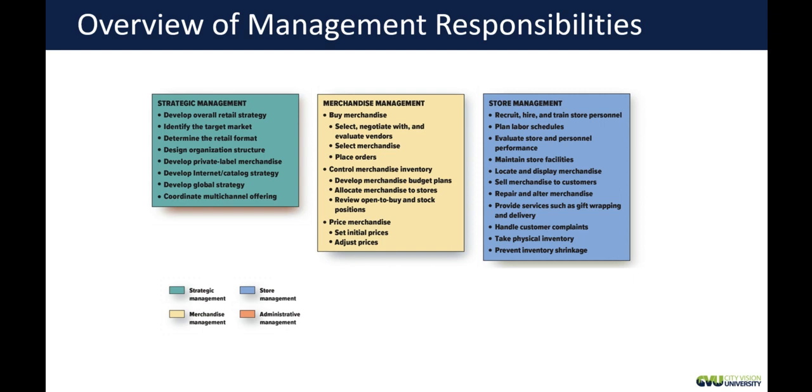There's the strategic management side, which we spend a lot of time talking about, developing your strategy. You do have that merchandise management piece, right? You've got to find good vendors, control your relationships, develop relationships, and set price and all those kinds of things. But then you have the store management piece, where you have to maintain your facilities, hire employees, deal with customers, and do inventory, right? These are all things that we have in management and retail.